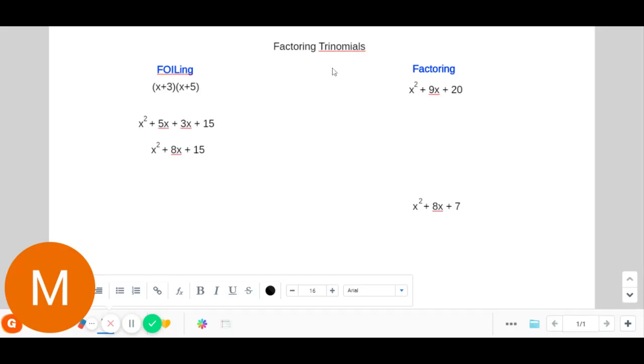Hey everyone, so today we're going to talk about factoring trinomials. So before we get to what that means, let's just look back at something we've done before. We talked a lot about foiling.